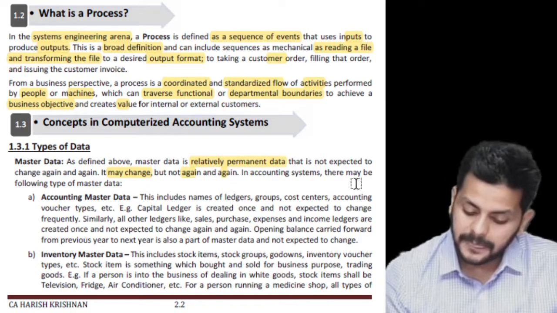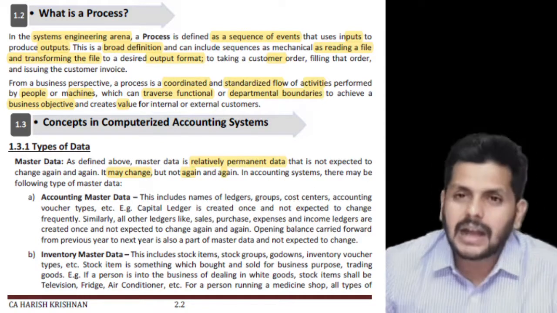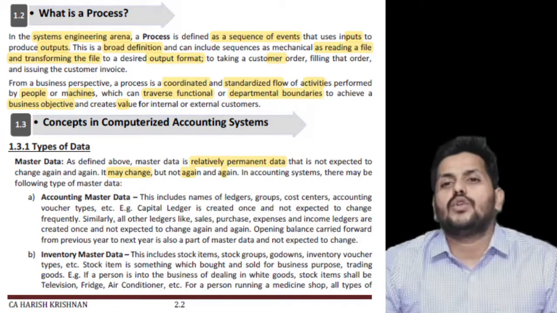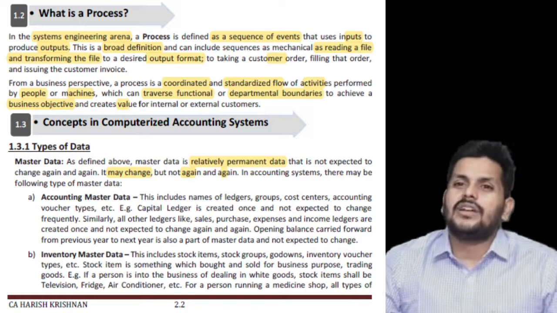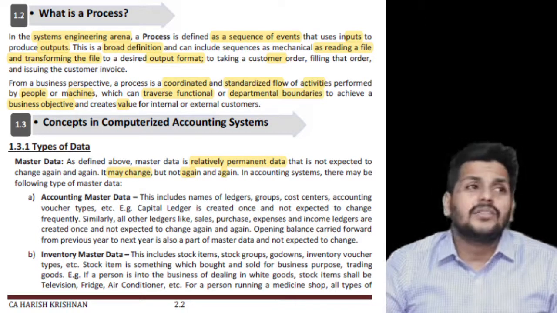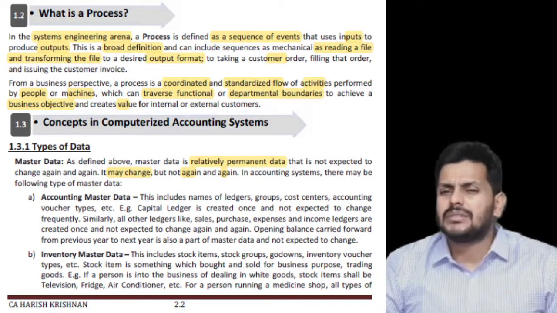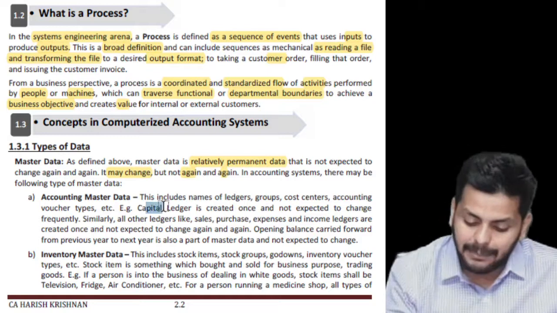In accounting systems, there may be the following types of master data. First one, accounting master data. We know so much of accounting master data, because ledger names don't change: sundry debtors, sundry creditors, capital account, reserves and surplus, fixed assets. So many master records can be created, like capital.